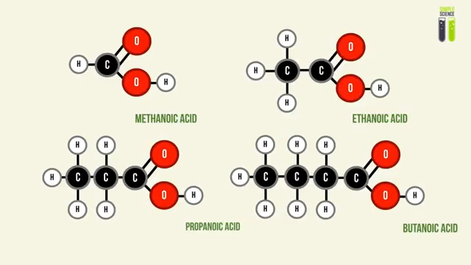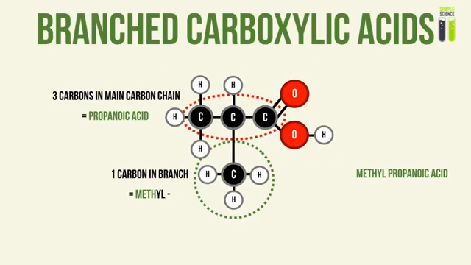And just like any other organic molecule, the name of the molecule is based on the number of carbons within that molecule. So we have methanoic acid for 1 and butanoic acid for 4, for example. And just like any other organic molecule, there are versions of it, such as branches, multiple branches. So in this case, we have a methyl branch attached to a main carbon chain of a propanoic acid molecule, so the name of this molecule is methyl propanoic acid.